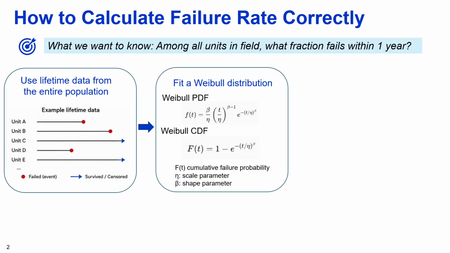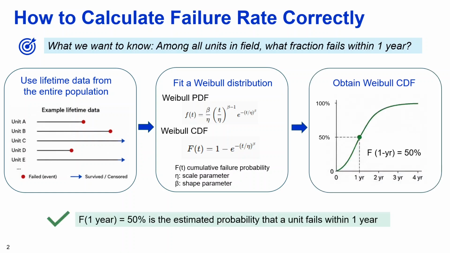A commonly used approach is the Weibull distribution. We fit Weibull to estimate its shape parameter, beta, and the scale parameter, eta. And the Weibull PDF, or the probability density function, describes the distribution of failure times, while the Weibull CDF, or cumulative distribution function, gives the cumulative probability of failure by a given time. For our question, the CDF is what we need. We simply look at the CDF at 1 year. In this example, the number is 50%, meaning the estimated probability that a unit failed within its first year is 50%.